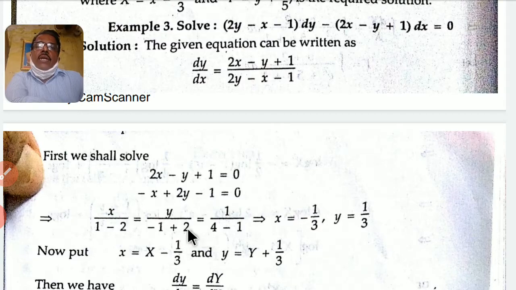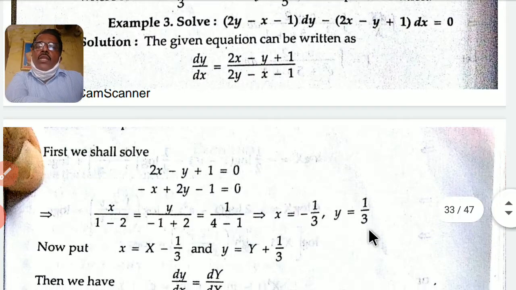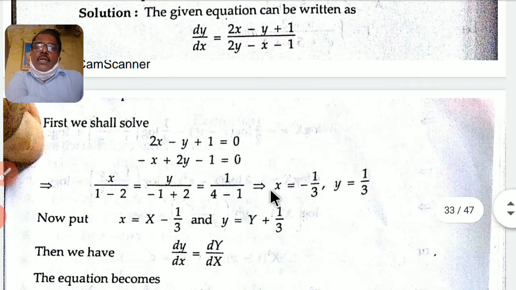Similarly, y divided by 2 minus 1, that is 1. y by 1 is equal to 1 by 3. So y is equal to 1 by 3. Like that we calculate the small x and small y. Okay, so now put small x is equal to capital X plus this value.